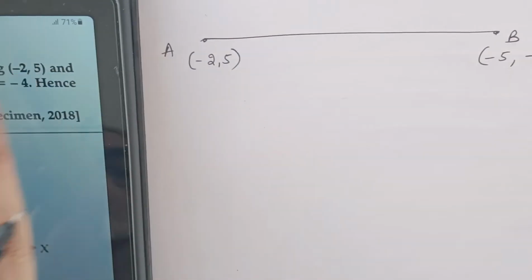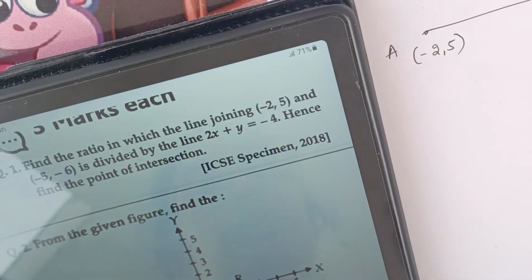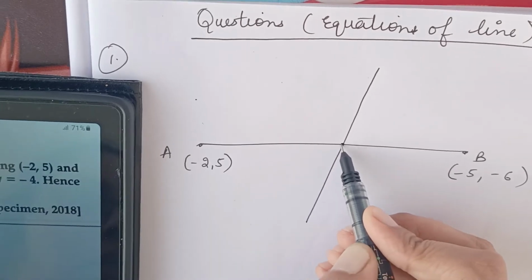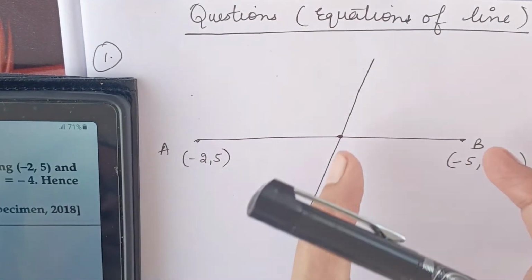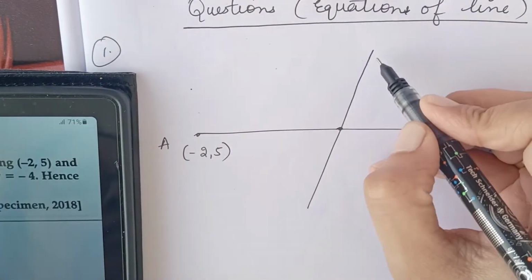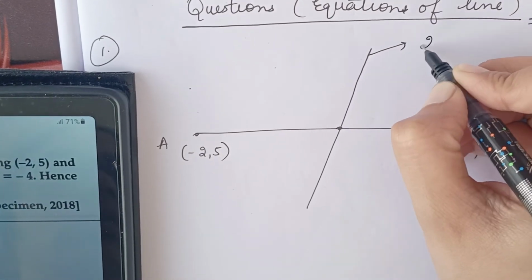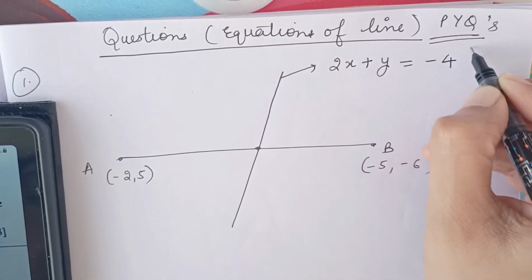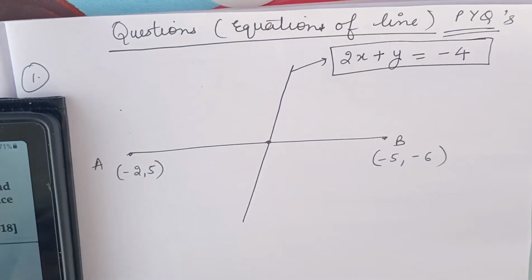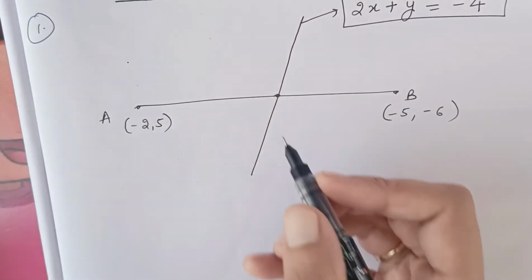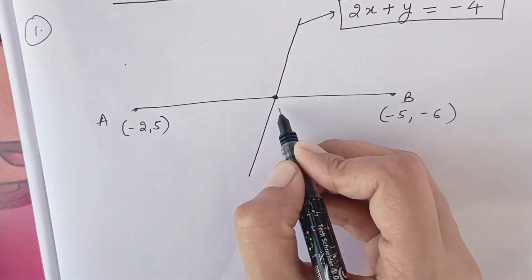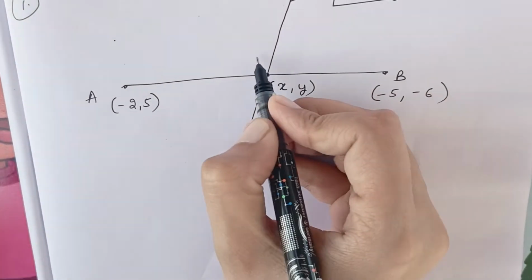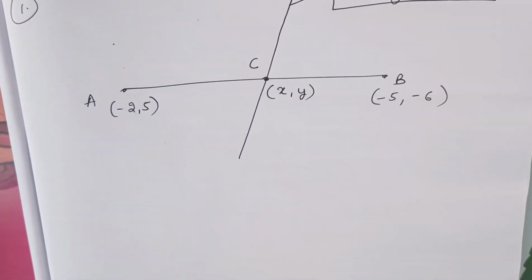Now what they're telling, this line is divided by some other line. So I'll draw one line. This is how this line will get divided. So now you can see this line is divided into two parts by some other line, and this line's equation is given to us. So equation of line is already given. 2x plus y is equals to -4. This is the equation of the given line. Hence find the point of intersection. That means the point of intersection, this point we have to find. So let's name it as point C, whose coordinates are x, y.